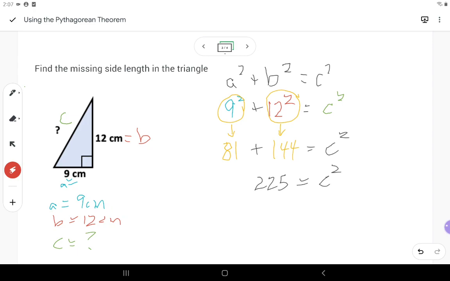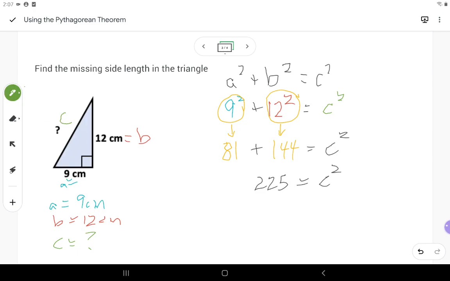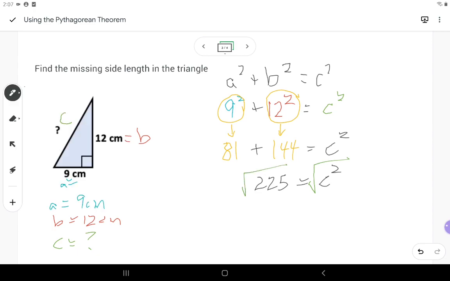But again, I don't want c squared. I didn't want the area of the square off of that side length. I wanted to know what that side length is. If I want to get c instead of c squared, I need to take the square root on both sides. The square root of 225 gives me 15, and the square root of c squared gives me c. And so I know that my missing side length must be 15, and I put the units back on it, centimeters.